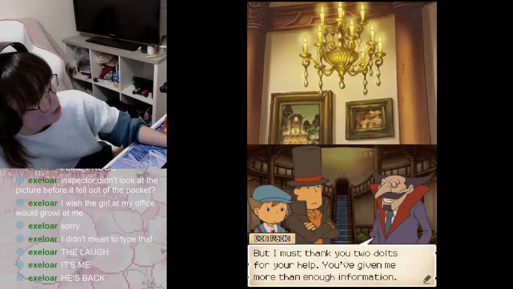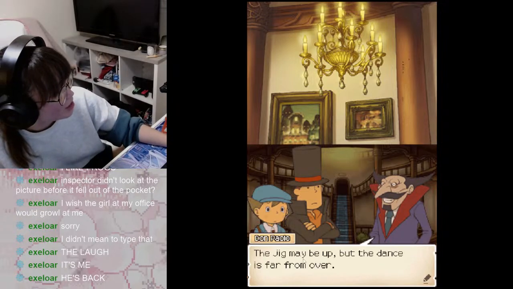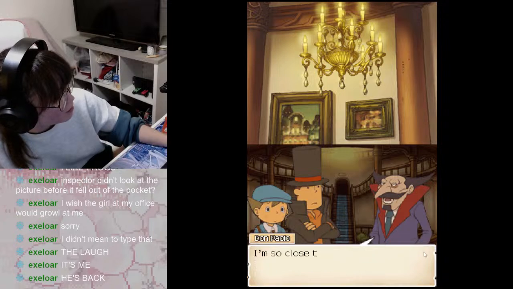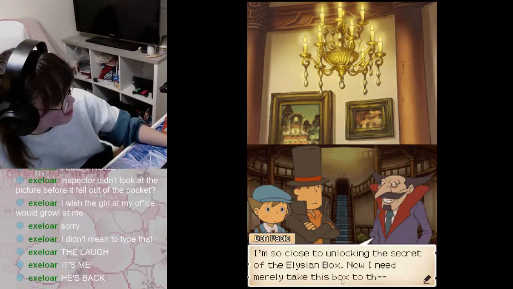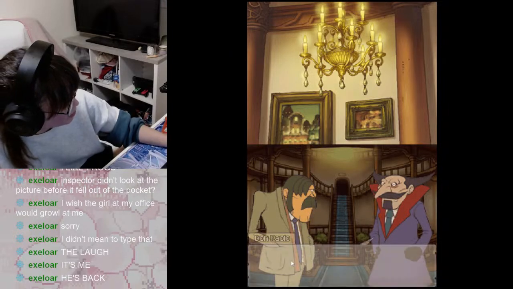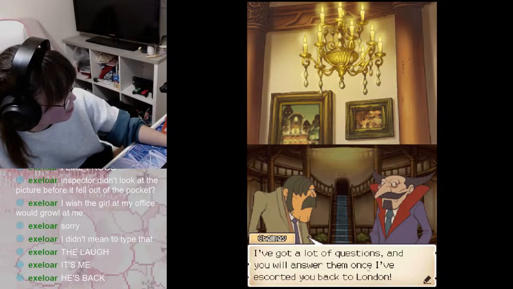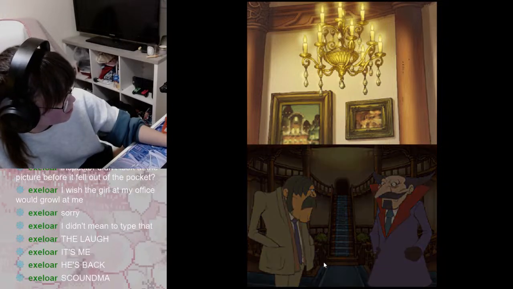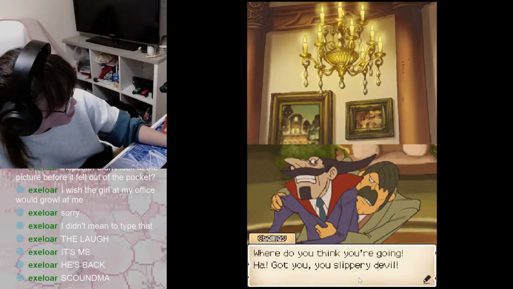But I must thank you two dolts for your help. You've given me more than enough information. The jig may be up, but the dance is far from over. I'm so close to unlocking the secret of the Elysian box. Now I need merely to take this box to the... Hold it right there, you scoundrel! Gah! I've got a lot of questions. You will answer them once I've escorted you back to London. Where do you think you're going? Ha! Got you, you slippery devil!